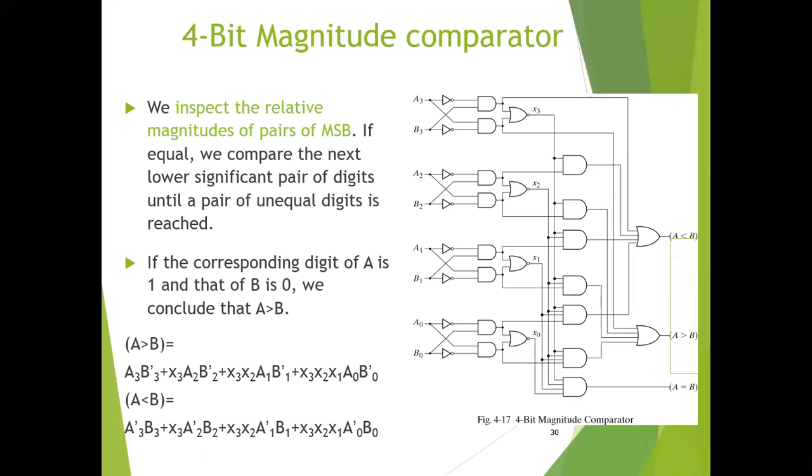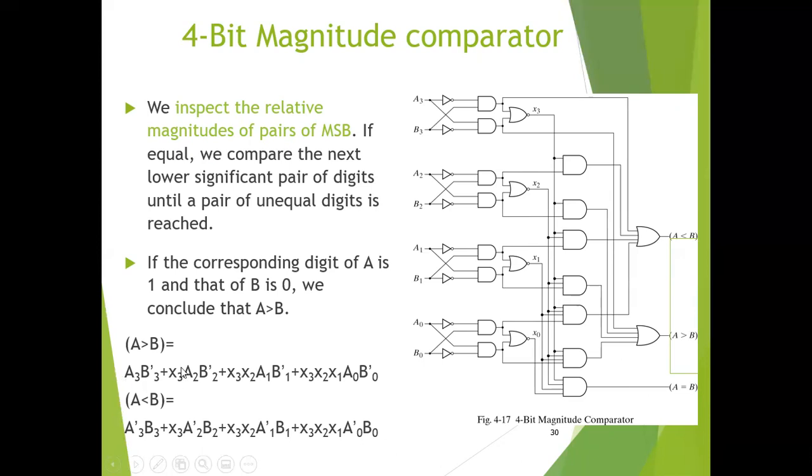From this logic diagram, it is clear that the four X outputs, x3, x2, x1, and x0, are generated by using the NOR circuit and are applied to the AND gate to give the output binary variable of A is equal to B. The other two outputs use the X variables to generate the Boolean functions which are listed here.